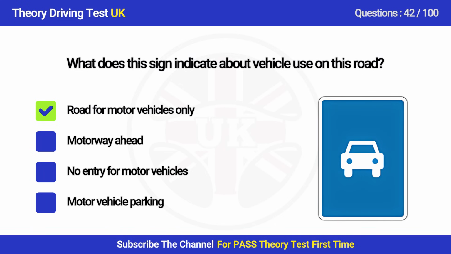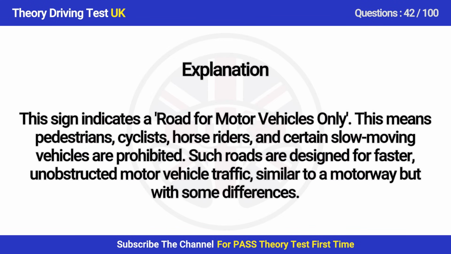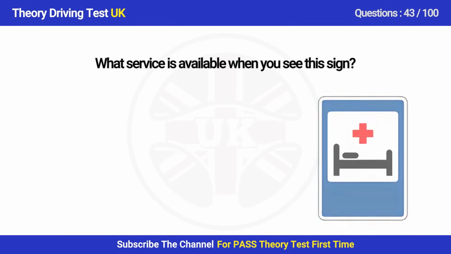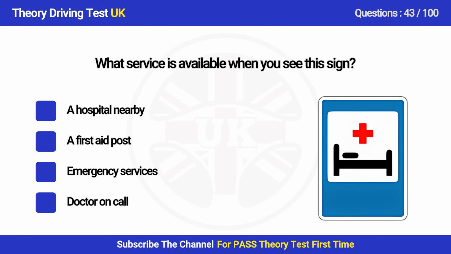Answers is A. Road for motor vehicles only. This sign indicates a road for motor vehicles only. This means pedestrians, cyclists, horse riders, and certain slow-moving vehicles are prohibited. Such roads are designed for faster, unobstructed motor vehicle traffic, similar to a motorway, but with some differences. Question 43. What service is available when you see this sign?